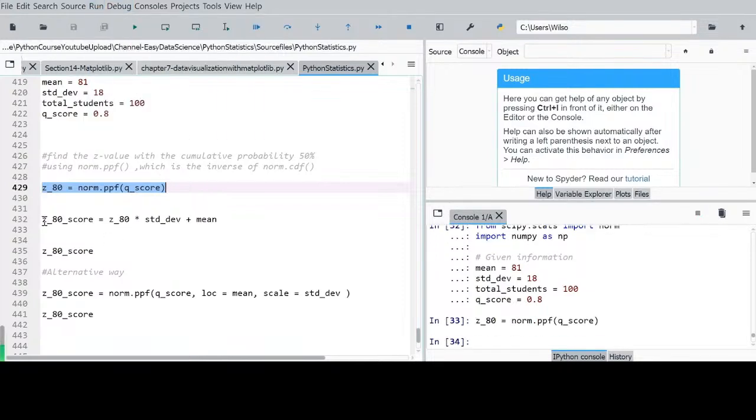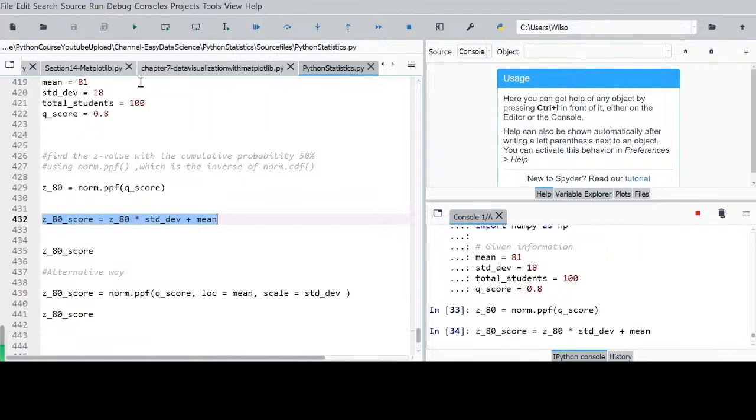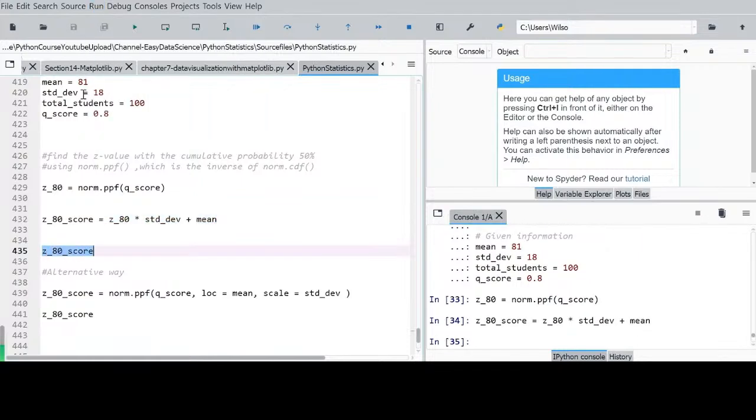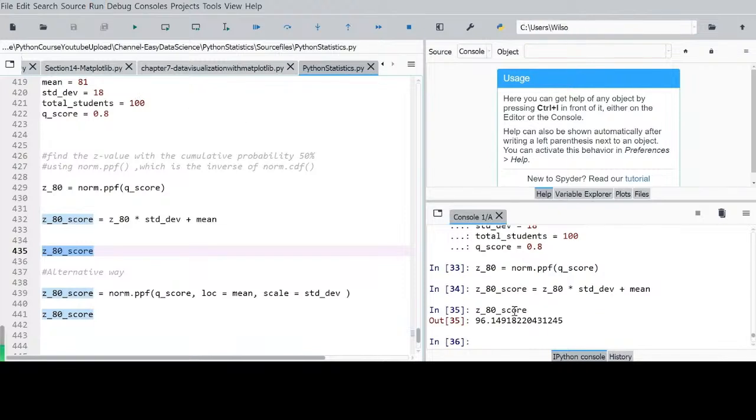Calculate with this statement. Then next, because this is the Z value for the standard normal distribution, we have to transform back to the normal distribution with this mean and this standard deviation. So we use this Z score result times standard deviation, then plus mean. Then we show this score. About 96. So there are about 80% of the students who have scores lower than 96.